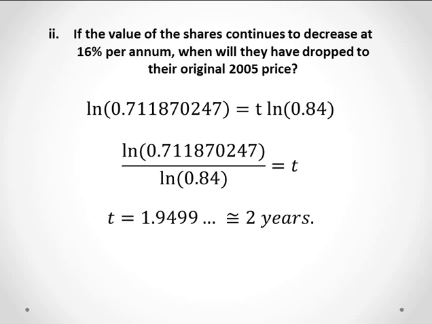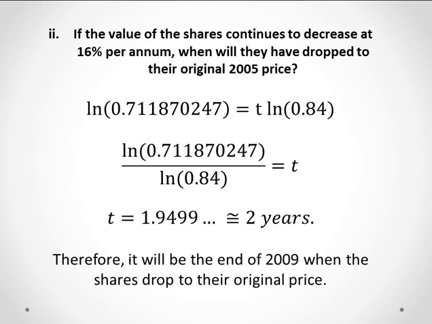1.9499 and so on. On your calculator you'll have the full display there. But it's approximately equal to 2 years. Now, what that means is therefore it will be the end of 2009 when the shares dropped to their original price. So we had an increase for 3 years, which was part 1 of the question, and then we had a decrease, which was determined here for 2 years, which brings it to 2009 when we're back to our original price of the €40,000 investment.